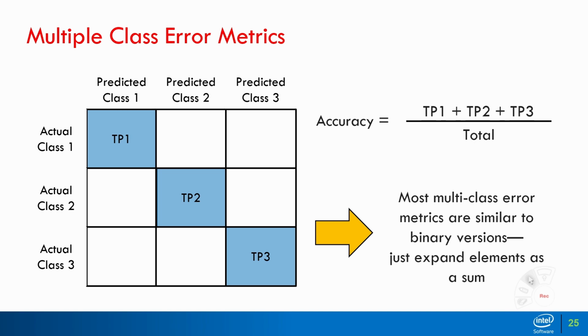This confusion matrix represents the 3-class classification problem. The blue diagonal is the model's accurate prediction. Accuracy is the ratio of this diagonal divided by the total results.